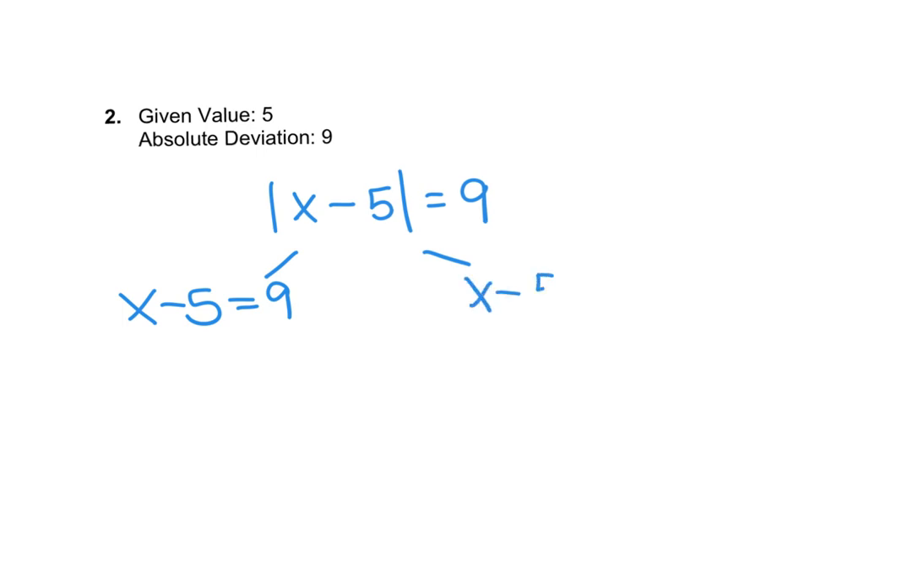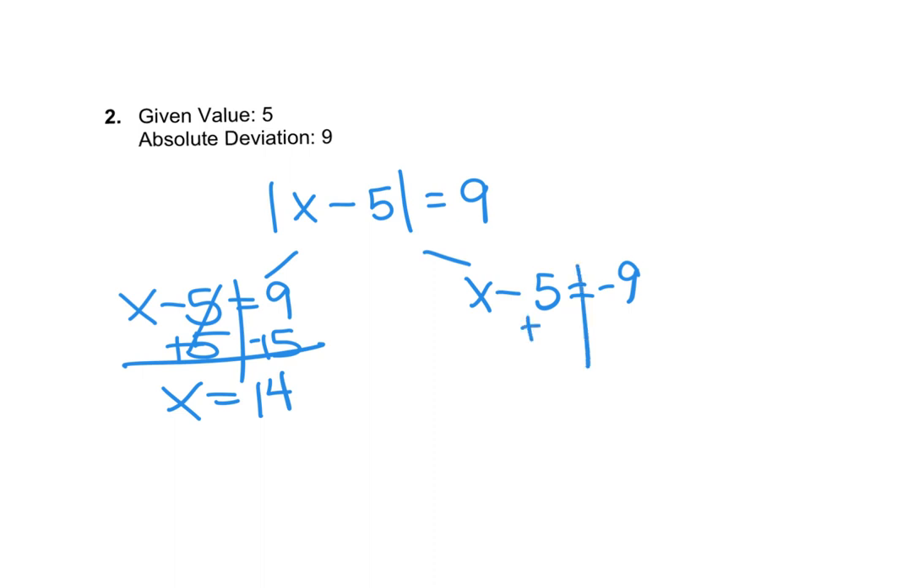All right, so we've got the given value is 5, and the absolute deviation is 9. So it's going to be |x - 5| is equal to 9. So we're going to have x - 5 is equal to 9, and then x - 5 is equal to negative 9. And again, we'll solve. x is equal to 14. And then we're going to solve the other one. And x is equal to negative 4.